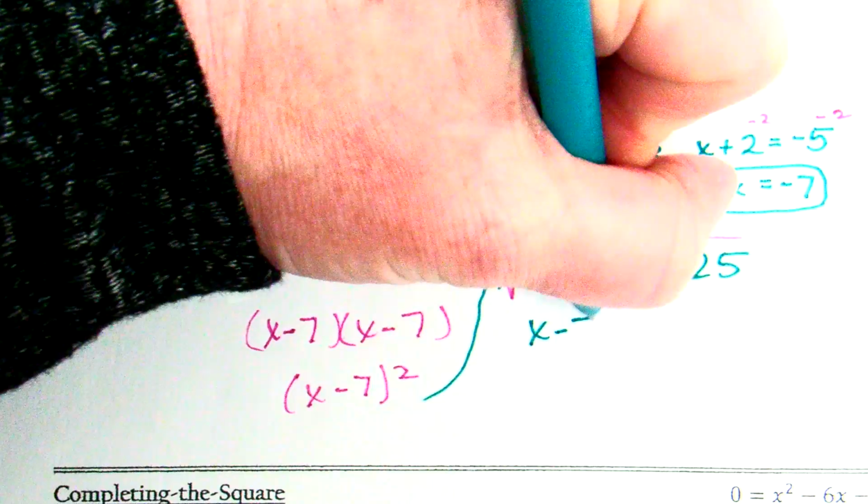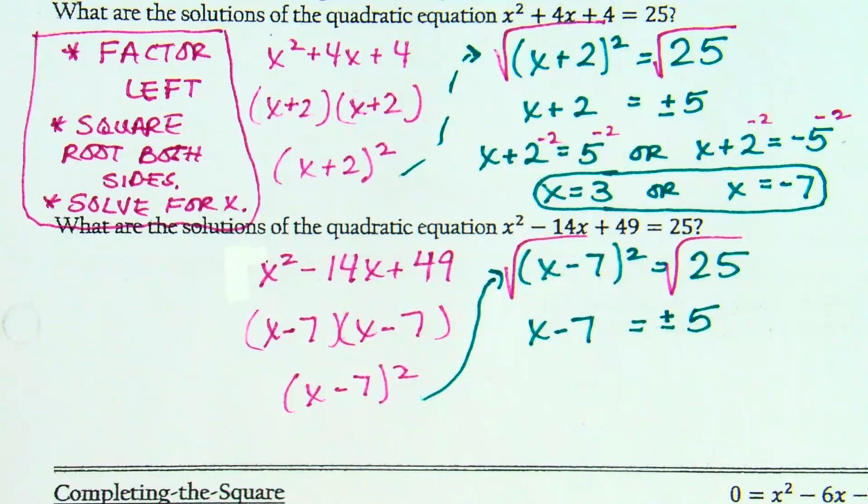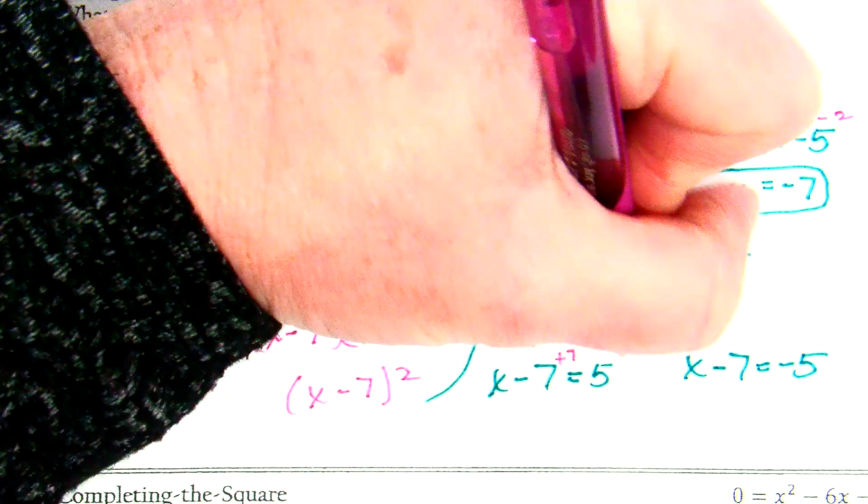And finally, after we square root, how do I solve for x? Yeah, you're going to add 7. And remember, how many answers am I going to have? 2 answers. Because you're solving x minus 7 equals 5, and x minus 7 equals negative 5. So add 7 in both cases. And what solutions do you get?